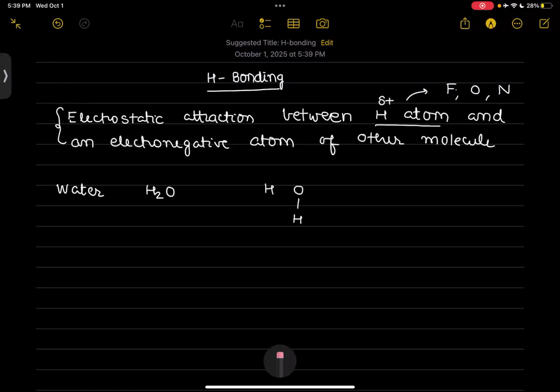So oxygen is more electronegative. Tell me the first 4 or 5 electronegative atoms, if you remember. Fluorine, oxygen, nitrogen, chlorine, right? These are the most electronegative elements.